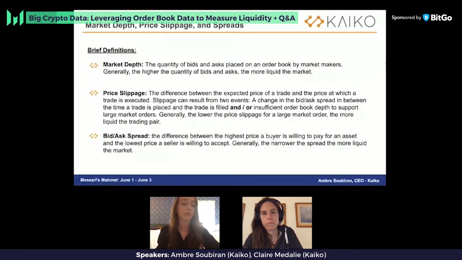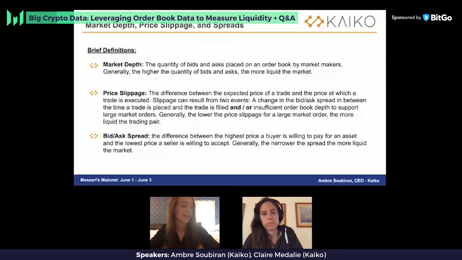So the next measure is price slippage, and price slippage is very closely tied to market depth. So price slippage measures the difference between the expected price of a trade and the price level you arrive at after fully filling the trade with the bids or the asks on an order book. For example, if a large market order causes significant price slippage, this implies that there was actually not enough market depth to fully support an order of that size.